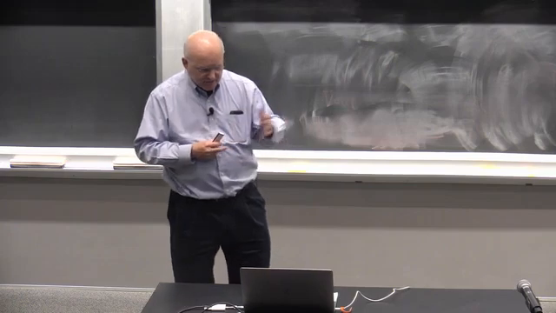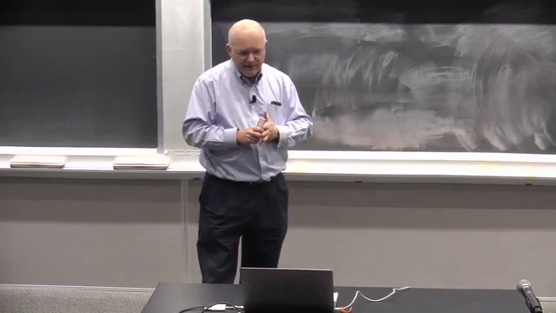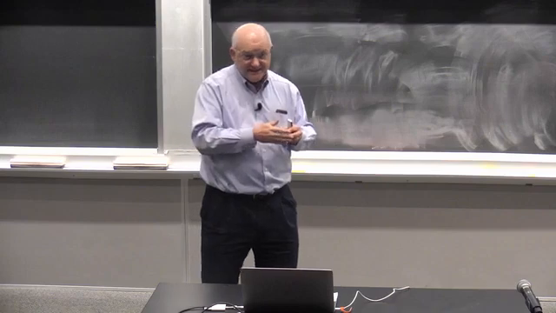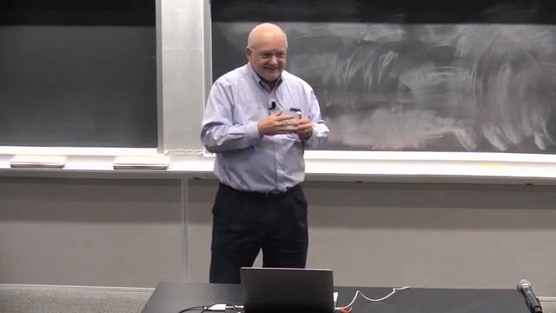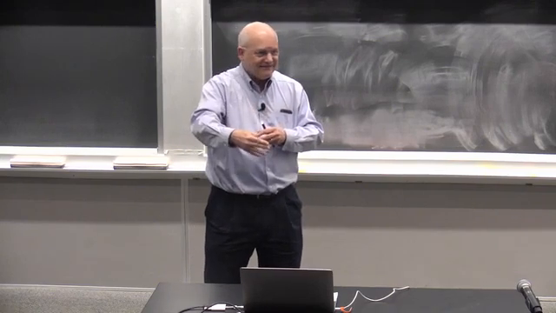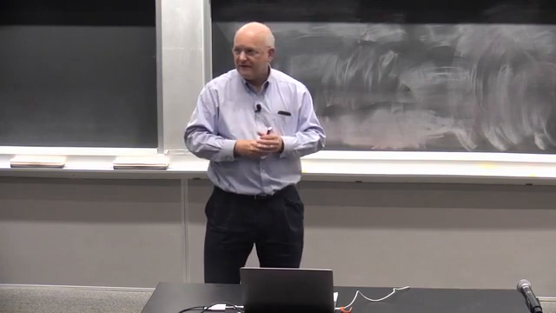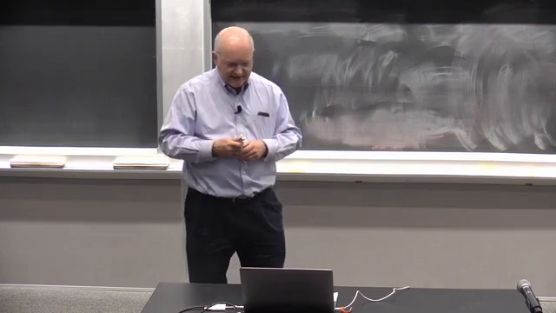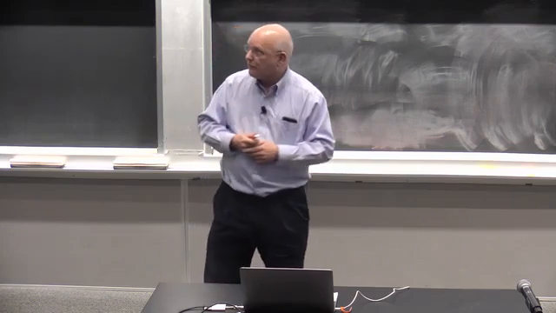So you need to know which direction to go for the winning position. The typical thing you do there is keep the distance to mate to avoid cycling. Instead of keeping just a Boolean value, you say, here's my distance to winning. Say my distance to winning is 6. Now when I'm searching, I don't want to go to a distance to winning that's 7 or 6. I want to go to a distance to winning that's 5 when I make my move. So it's very important to maintain the distance in order to avoid cycling.